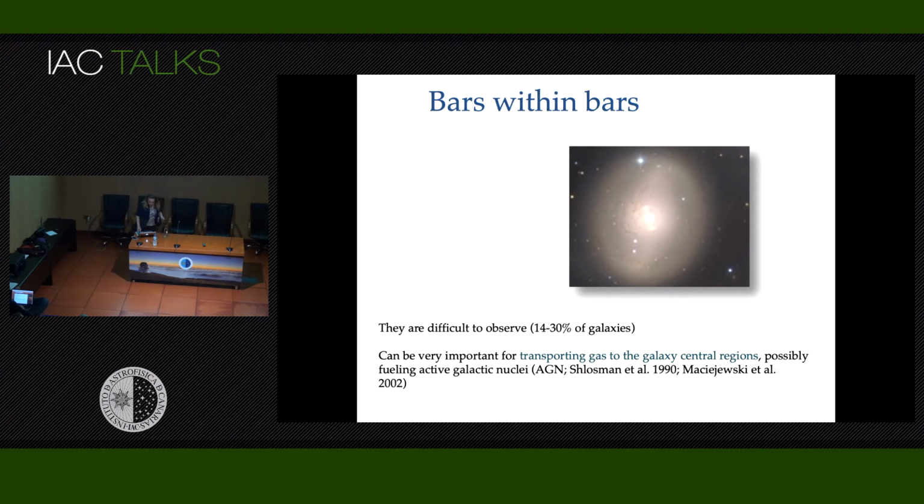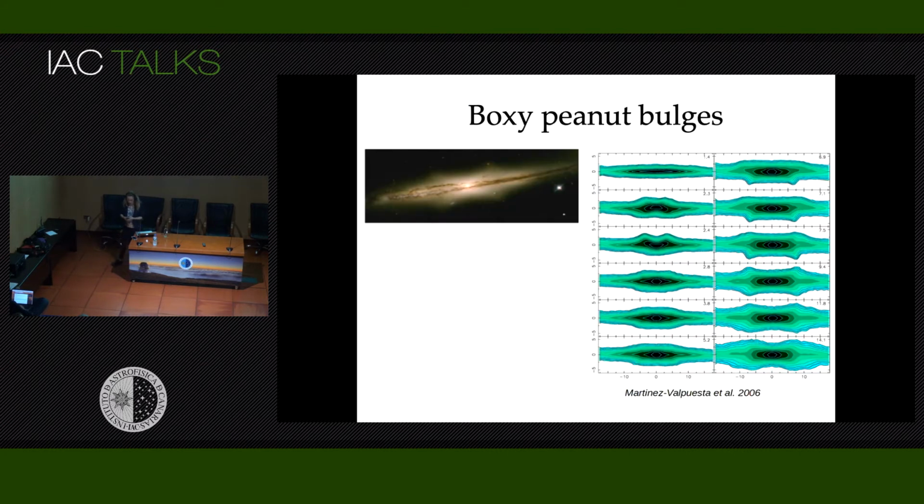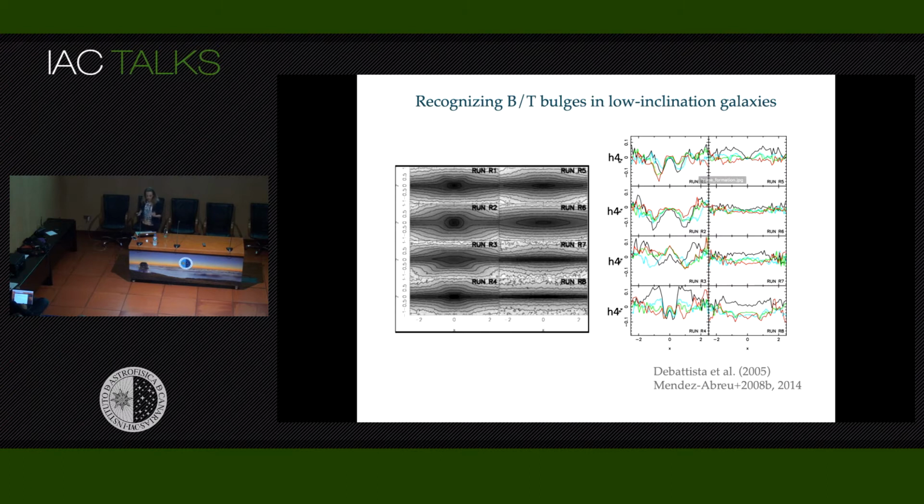Another type of bulge that we find in galaxies are actually bars. These are the boxy peanut bulges. Our galaxy, in fact, has one of these. These bars suffer another instability, a buckling instability, and in the inner part they get thicker, and they form these boxy peanut bulges. Our sample is low inclination galaxies, so it's very difficult to see these boxy peanut bulges that are more easily seen edge on. But we are going to use some kinematic indicators of their presence.